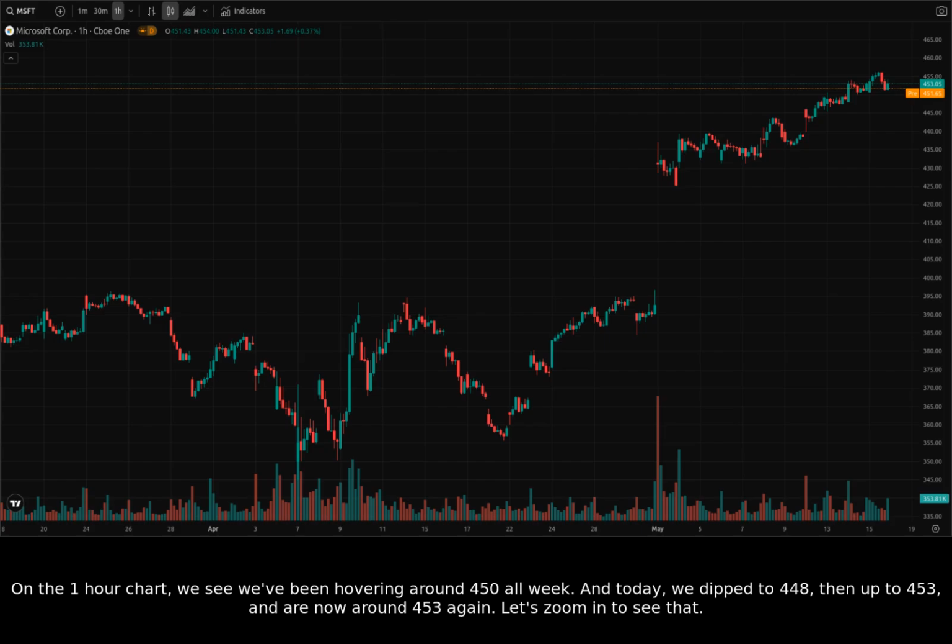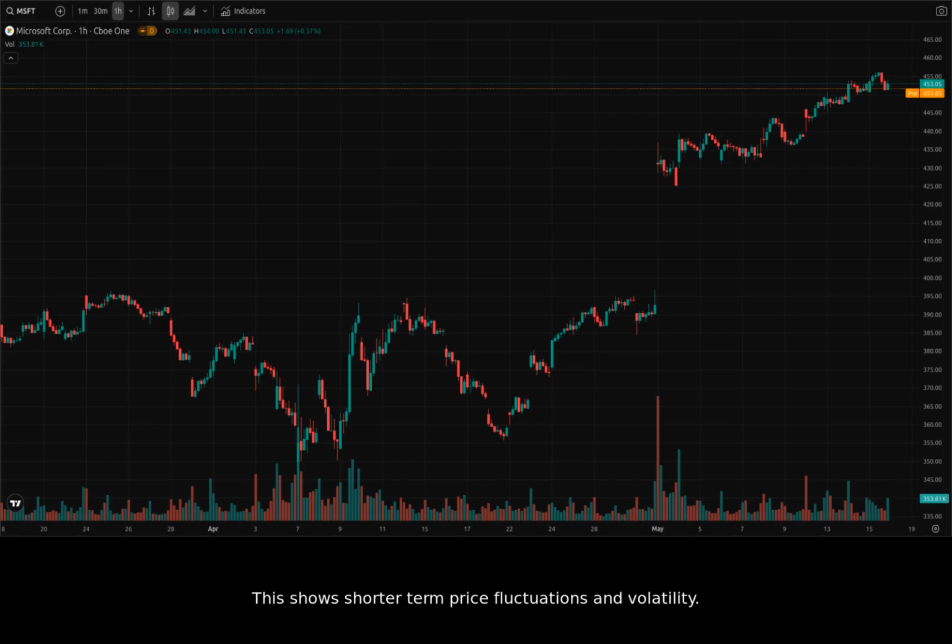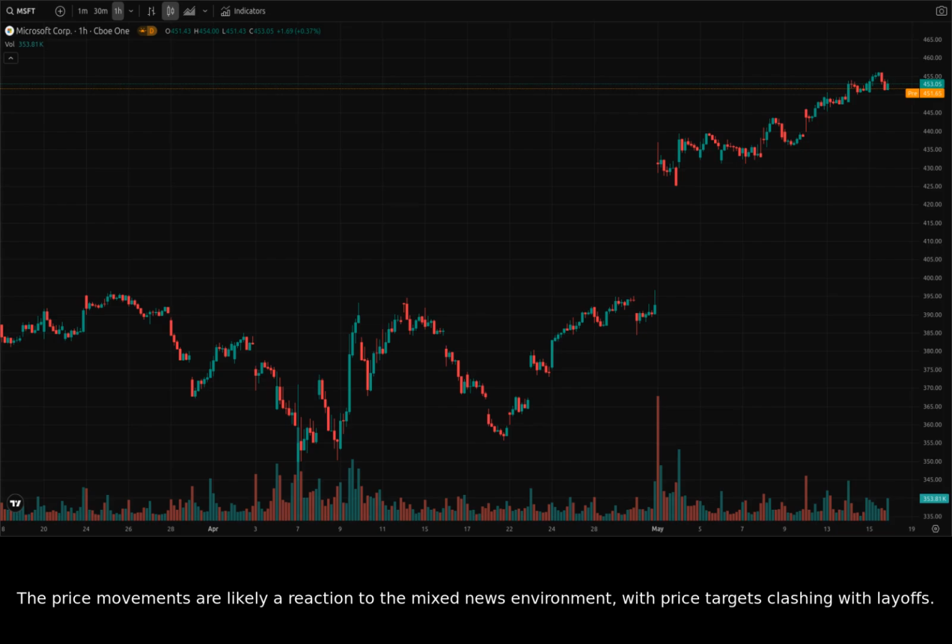And today, we dipped to 448, then up to 453, and are now around 453 again. Let's zoom in to see that. This shows shorter-term price fluctuations and volatility. The price movements are likely a reaction to the mixed news environment, with price targets clashing with layoffs.